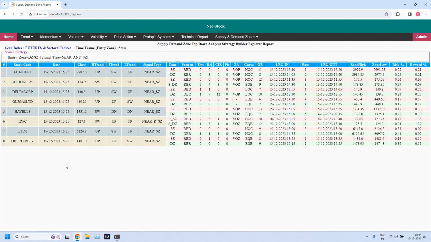So this is the complete list of stocks near demand and supply zones, apart from the complete list we generated for weekly time frame and daily time frame.